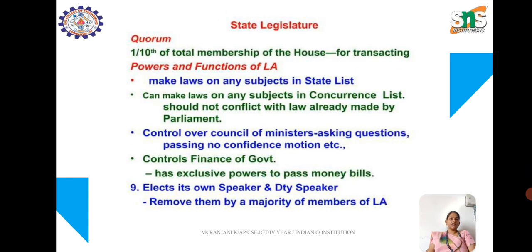Next, let us see the quorum of the legislative assembly. Here it is 1/10th of the total membership of the house for transacting business. Now the powers and functions of the legislative assembly. The main power is to make laws on subjects in the state list, and it can also make a law on any subject in the concurrent list, but it should not conflict with a law already made by the parliament. Next is control over the council of ministers, asking questions and passing a no confidence motion, and control over the finance of the government, that is, it has the exclusive power to pass money bills. And it elects its own speaker and deputy speaker, and can remove them by a majority of the members of the legislative assembly.